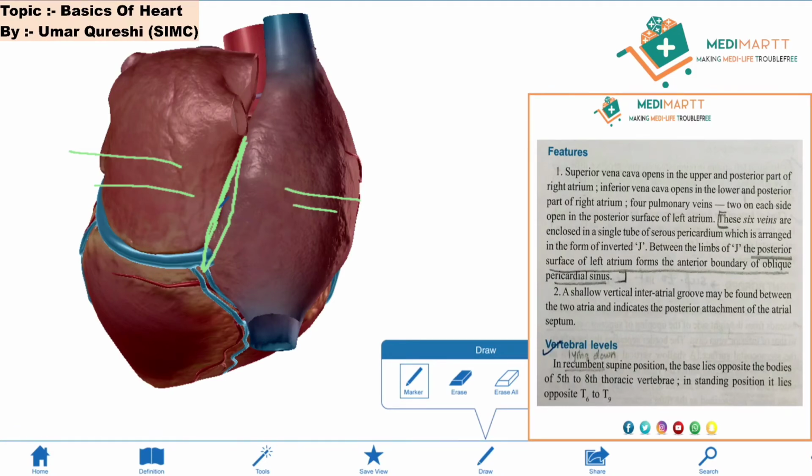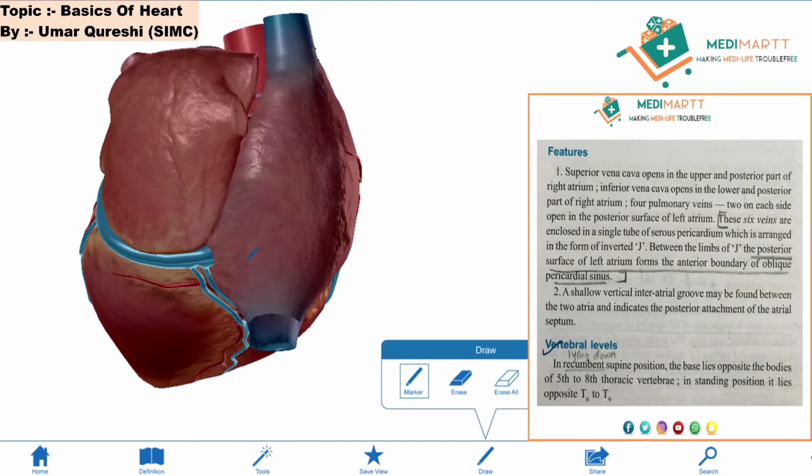Now what is the atrial septum? You will understand the atrial septum in the embryology classes, in the embryology videos, inshallah. So just remember that it gives the posterior attachment of the atrial septum. Just remember this for right now, don't go deep because it's a vast topic. Okay, so that's it. Then the next thing, we are going to the vertebral levels.